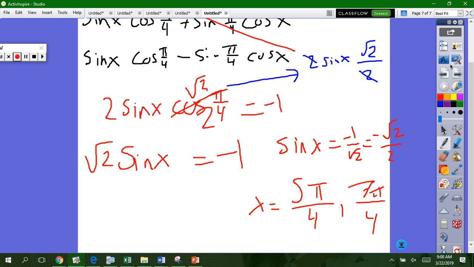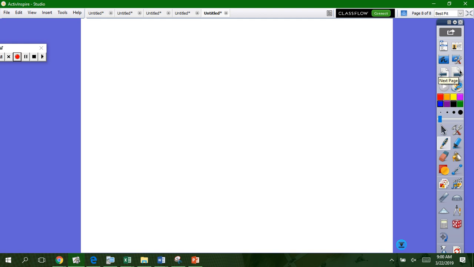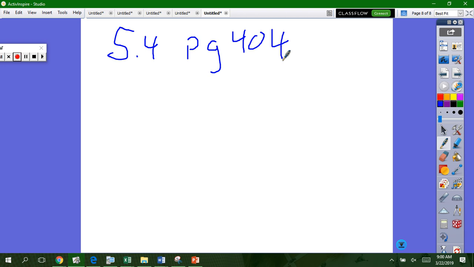Okay. Now, those are formulas you do need to memorize. But as you do the problems, the more it'll become ingrained in your brain, correct? Okay, here we go. 5-4. You're on page 404. Let's see what I want you to do.